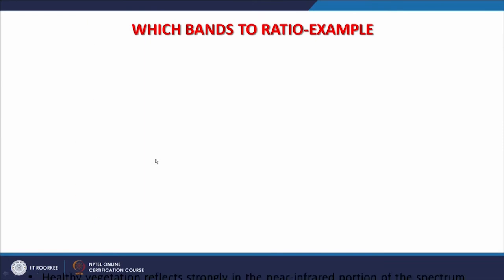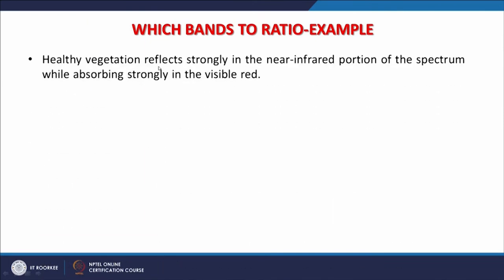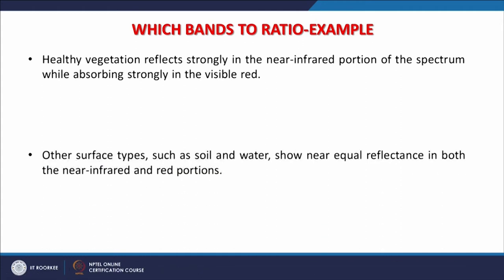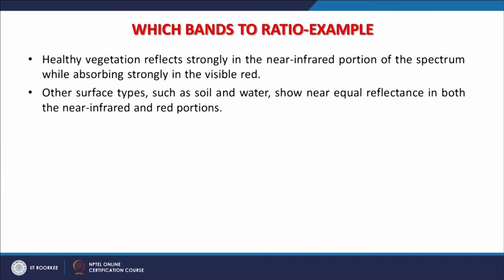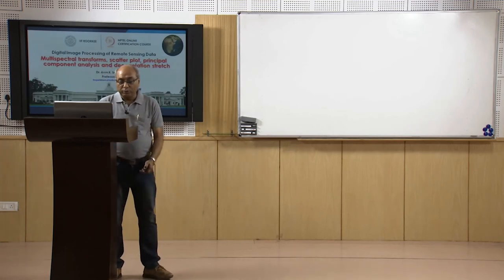reflection. And this is what I mean, that healthy vegetation reflects strongly in the near infrared portion of the spectrum while absorbing strongly in the visible red. And because of this sharp curve, we can exploit it. Other surface types such as soil and water have near equal reflectance in both near infrared and red portions.